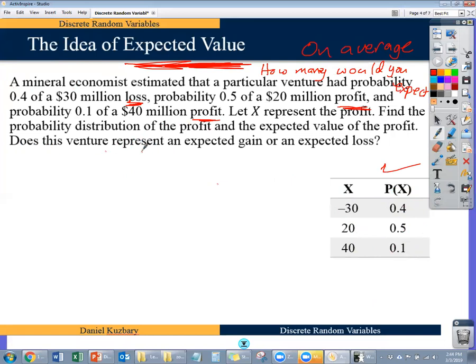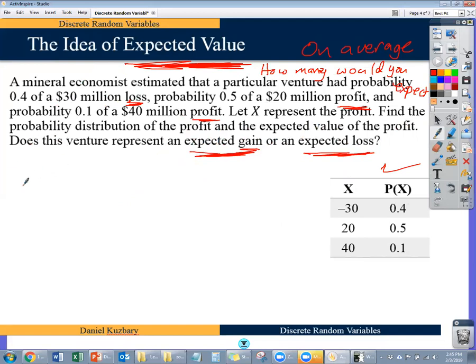The big question is, does this venture represent an expected gain or expected loss? Meaning, do we go forward with this venture? Would we expect to gain something? Because if we expected to lose, there would be no reason to go forward with this particular venture. But if we expect to gain things, it's still random. We could always lose $30 million. But if we expect to gain things, then we should go through with it and hope the odds are on our side.